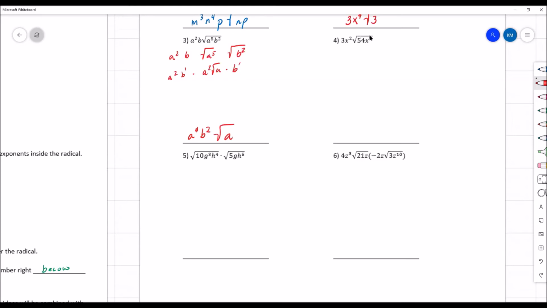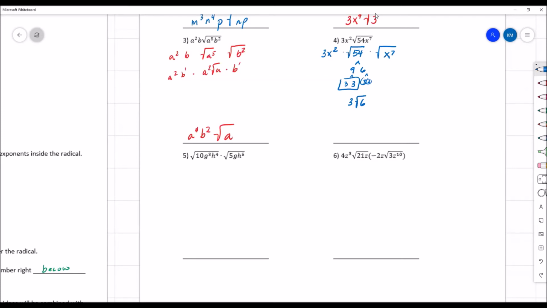Number 4, again, we have 3x squared written on the outside at the beginning of our problem. We don't want to forget to include that in our answer. I'll write that here. Then I'm going to separate my numbers from my variables and handle those things separately. So as I look at 54, that's 9 times 6. 9 breaks down pretty nice into 3 and 3. 6 breaks down to 3 and 2. Okay, those are prime, nothing more. So I can write radical 54 as 3 times 3 times 2, radical 6.